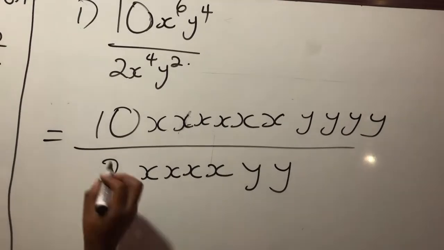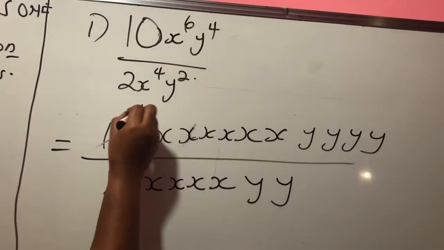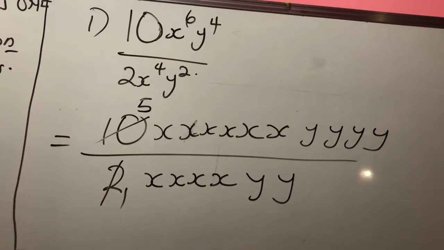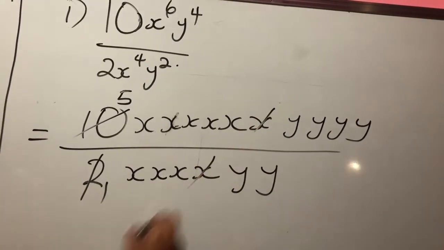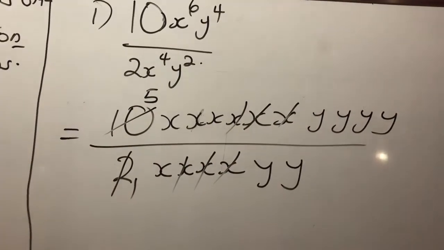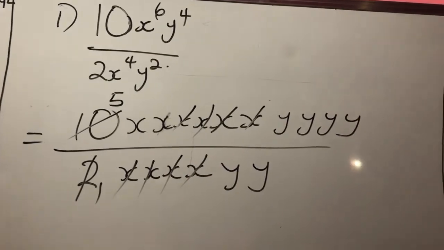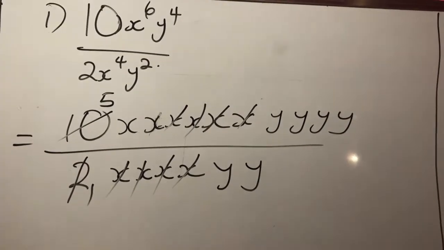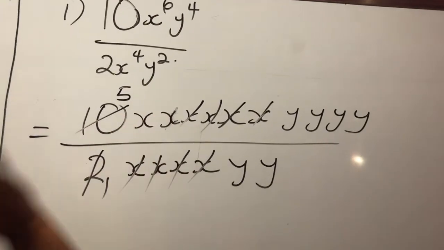Now, in division, what happens? 2 cancels itself, goes into itself 1, and goes into 10 what? 5 times, right? Now, that's the same thing that we're going to do here. So this x goes for this x. This x goes for this x. This x goes for this x. This x goes for this x. So now you realize that at the denominator side, we do not have any x again. But for the top, or the numerator, we have 2x left.